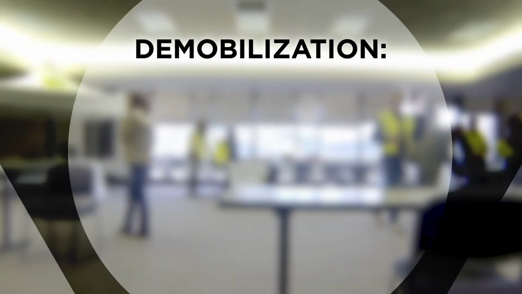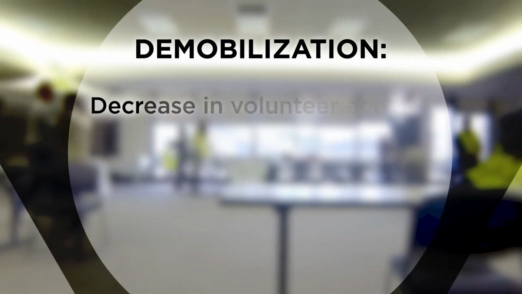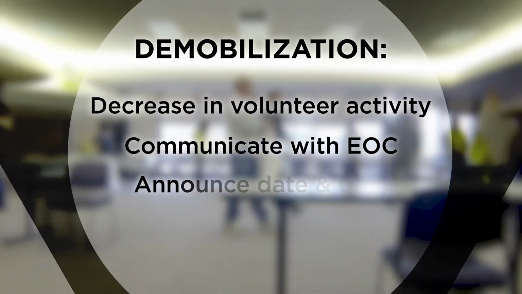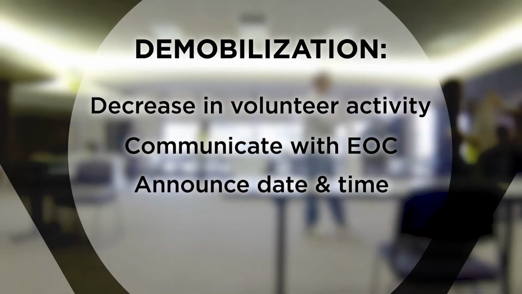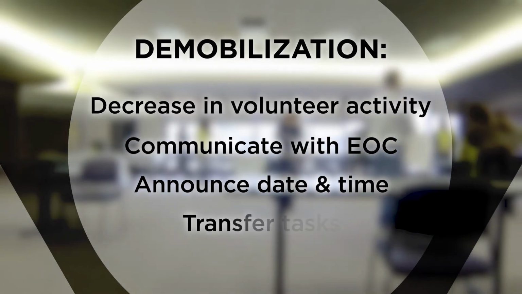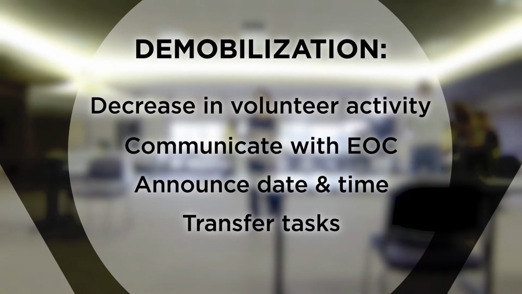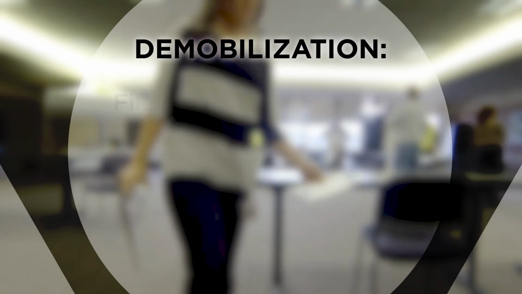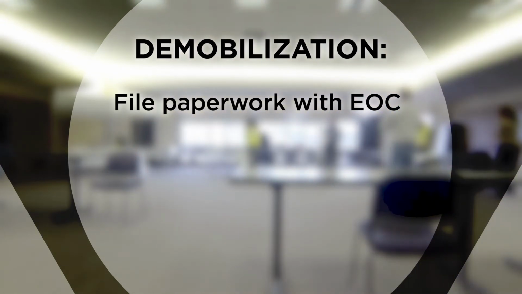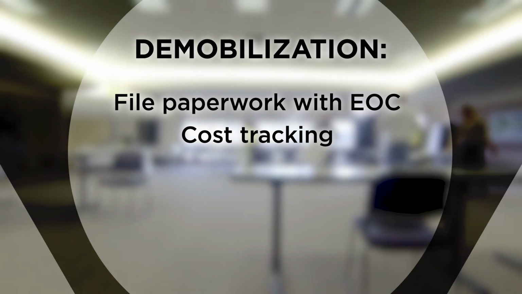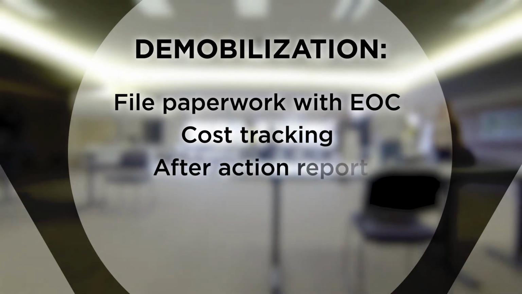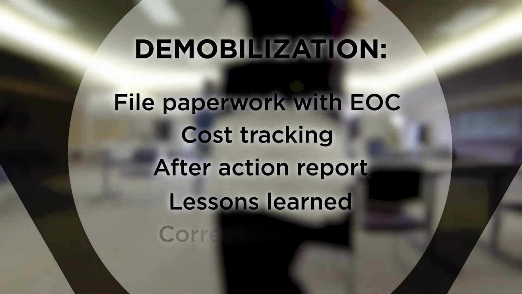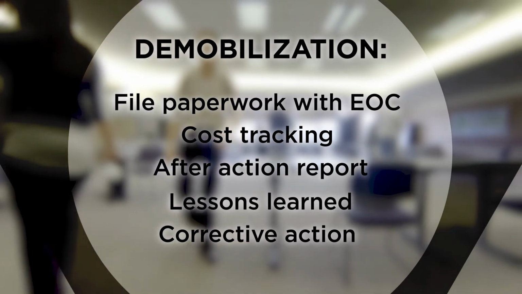An EVC manager will begin demobilization when there is a decrease in volunteer activity. They will communicate with the EOC and announce the date and time of demobilization to all staff and volunteers. If necessary, they also determine when to transfer intake and placement responsibilities to another entity. During demobilization, all relevant forms and reports are filed with the EOC. This includes cost tracking that follows FEMA guidelines, as well as an after-action report and any lessons learned. Once reviewed, these lessons learned may be included in a process of corrective action.